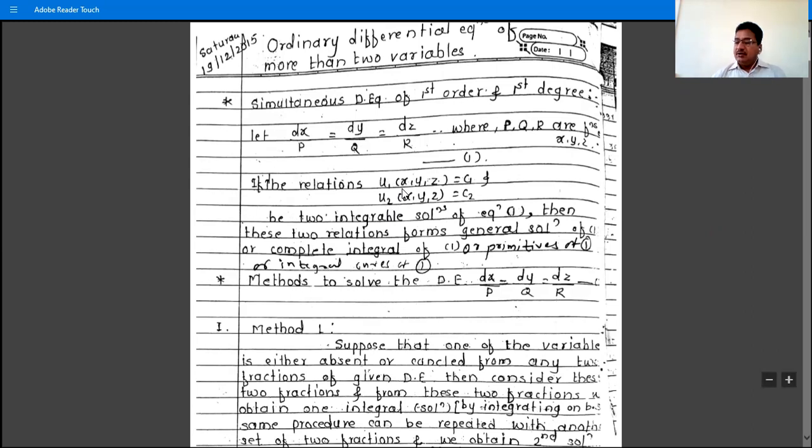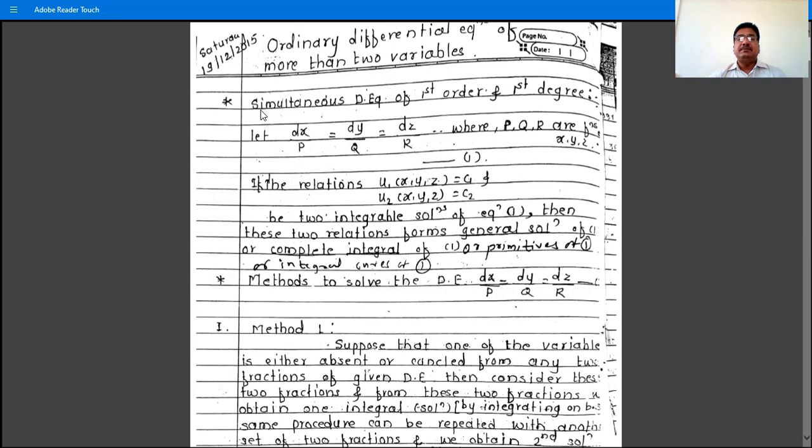In the ordinary differential equation, the dependent and independent variables are single, that is, one independent variable. But in partial differential equation, the dependent variable is one, but the independent variables are more than one. So we are going to start paper number 5, partial differential equation. The first chapter is ordinary differential equation in more than two variables.